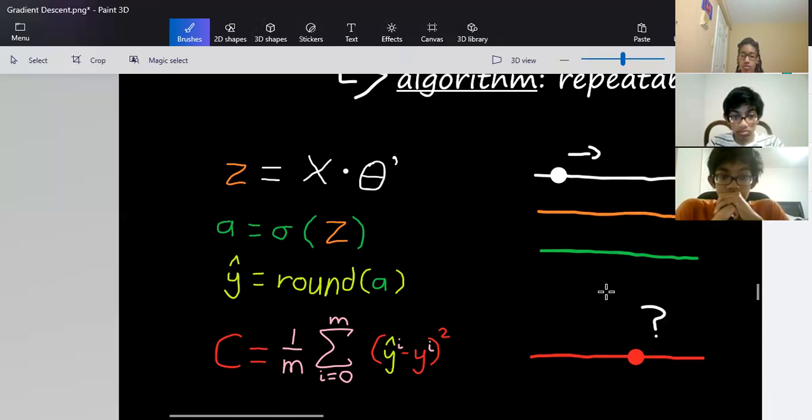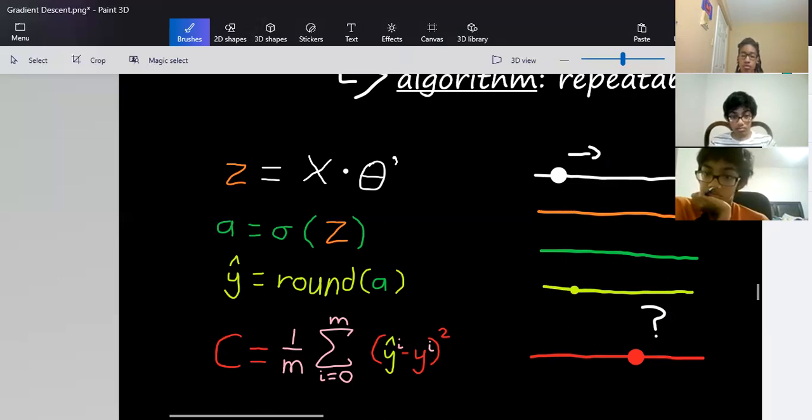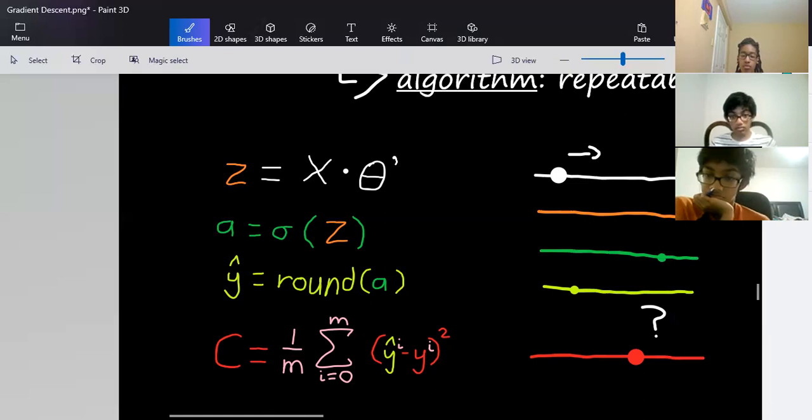And then Y hat changes a little bit. And then that finally changes the cost. So we have all of these layers of abstraction. These are all just values on a number line.